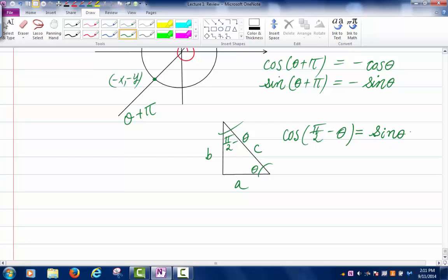You agree with that? Sine of theta would be B over C. Cosine of 90 minus theta would be B over C as well, right? Same thing happens for sine. Sine of pi over 2 minus theta. Well, for the angle pi over 2 minus theta, what is the opposite? Opposite is A. So it's going to be A over C, but A is the adjacent for theta, so this is what?